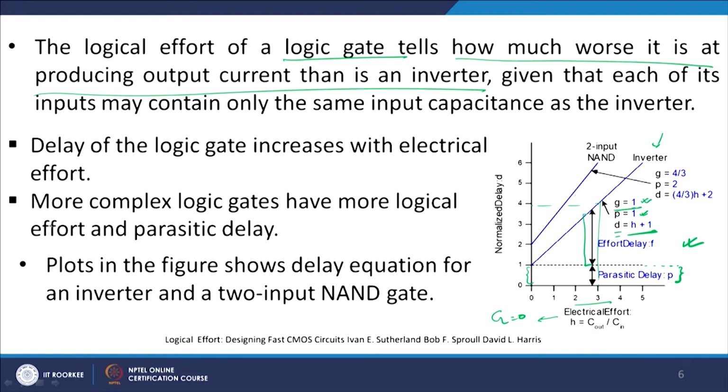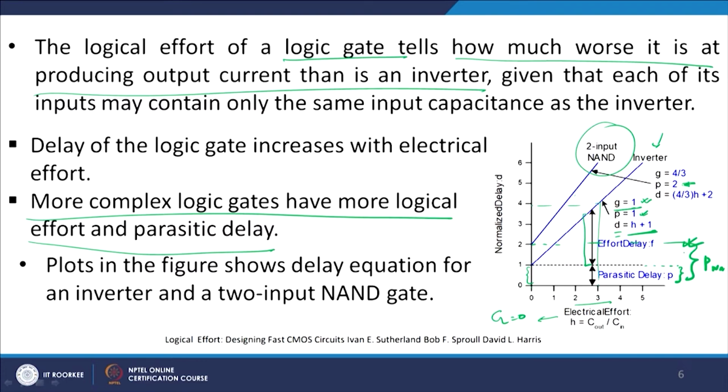And therefore, more complex logical gates have more logical effort. So, rather than a 2 input NAND gate, if you have a 3 input NAND gate, life becomes more difficult, and therefore, your logical effort is larger in that case, right, and you also have a larger parasitic delay in that case. For example, if you look back here at a 2 input NAND gate, you see your parasitics are actually 2. This is the parasitic for the NAND gate. So, you see P equals 2, right. We will see why G equals 4 by 3, but P equals 2.